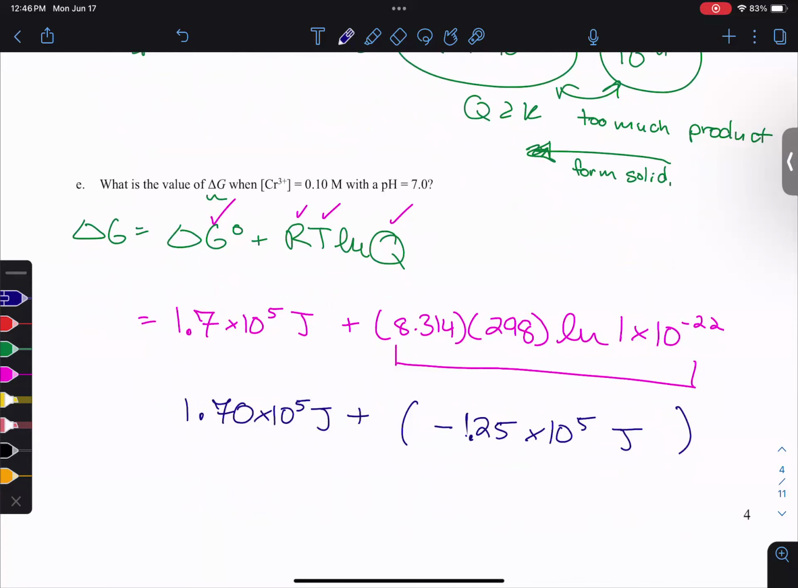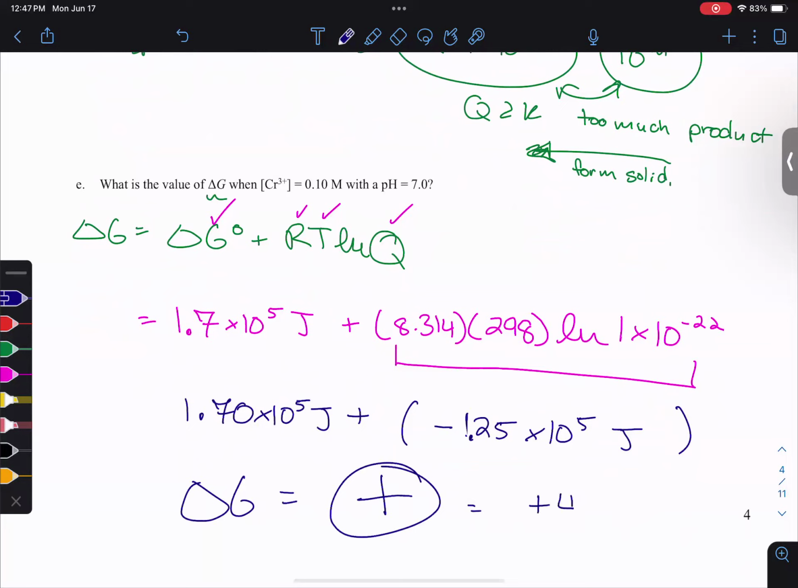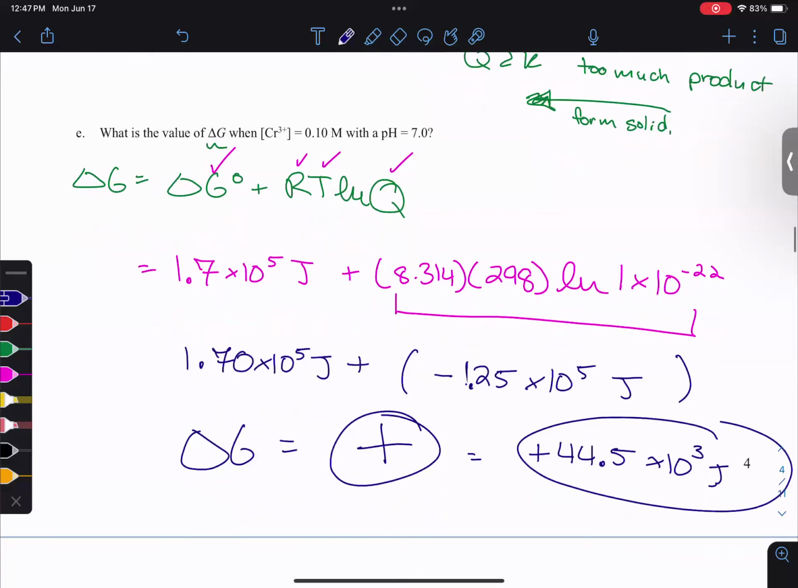So we see that when we subtract this number, it's not negative enough, and we still do, in fact, get a positive value of delta G. So delta G is equal to positive 44.5 times 10 to the 3 joules, so 44 kilojoules. Delta G is still positive, so the forward reaction is not spontaneous, but that means the reverse reaction is spontaneous. I know we were always looking for negative signs of delta G, but it doesn't mean we can't get information from a positive sign. If it's positive, it just means the reverse reaction is spontaneous at those given conditions.